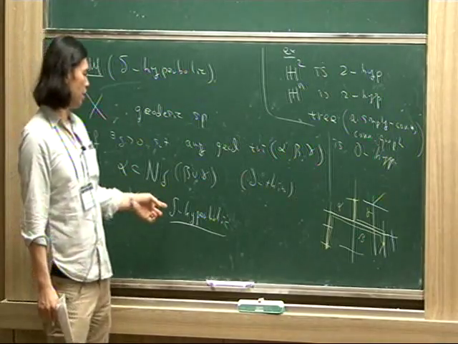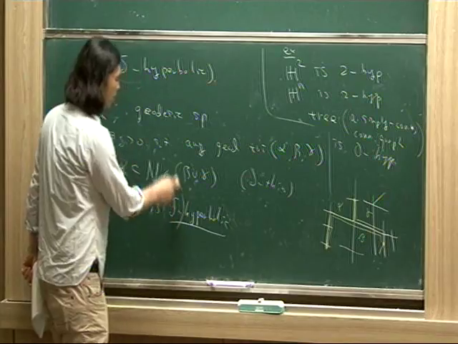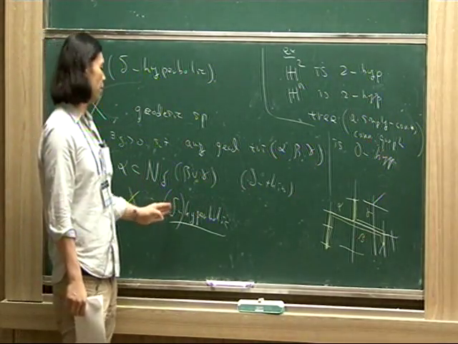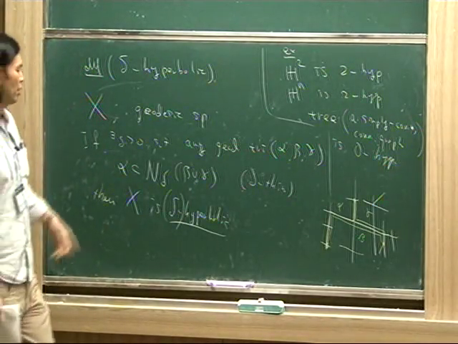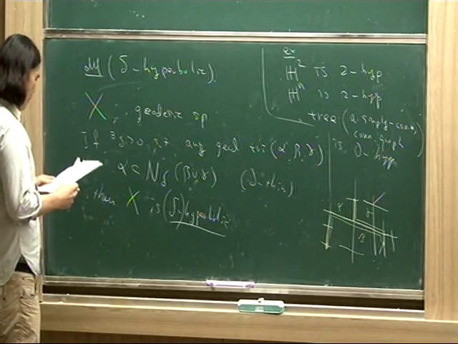What is important is the existence of this constant delta. So, the exact value is not always very important. Therefore, I may sometimes just say this geodesic space X is hyperbolic if such a constant delta exists. Okay.